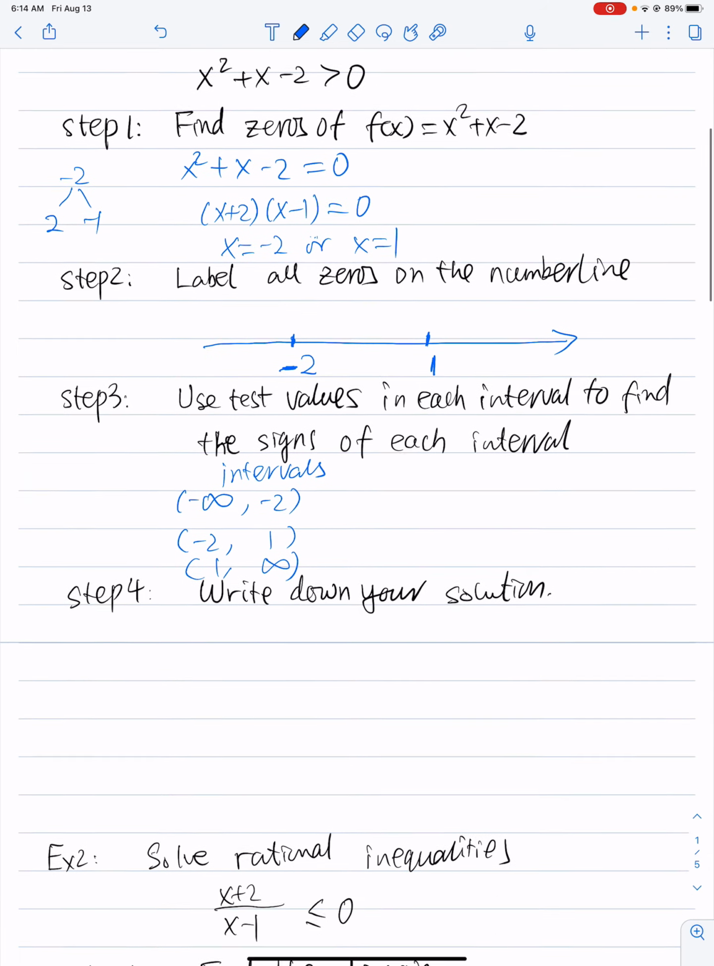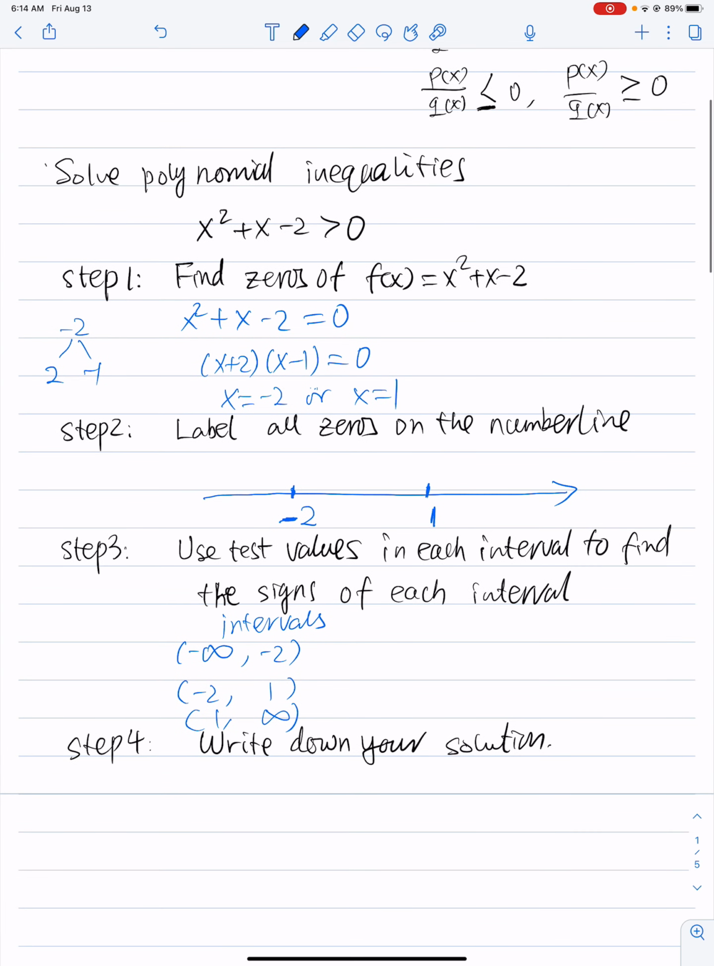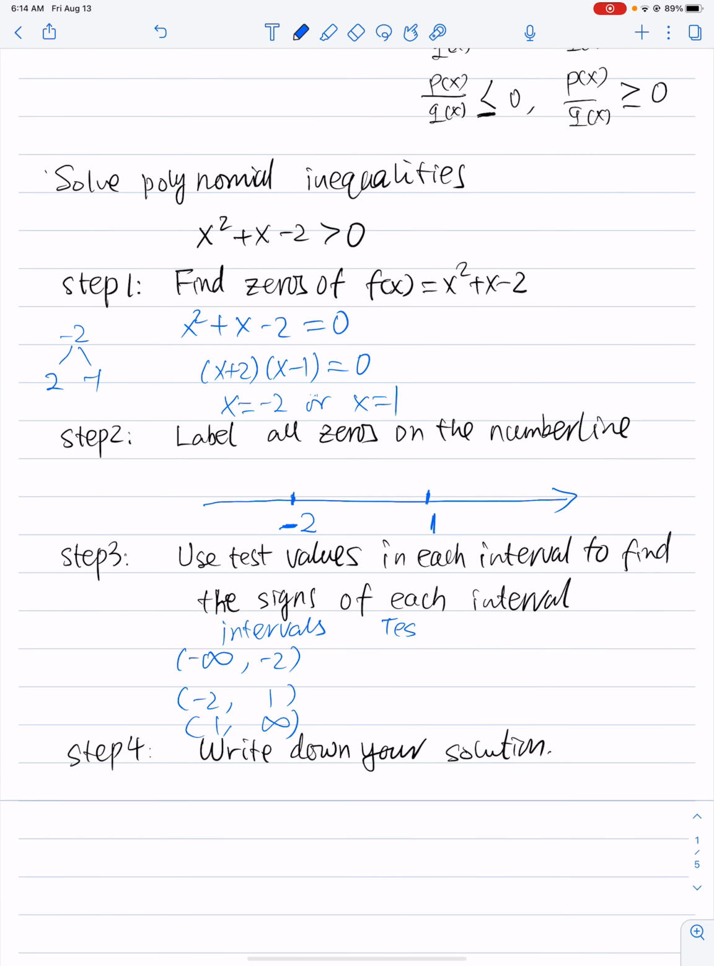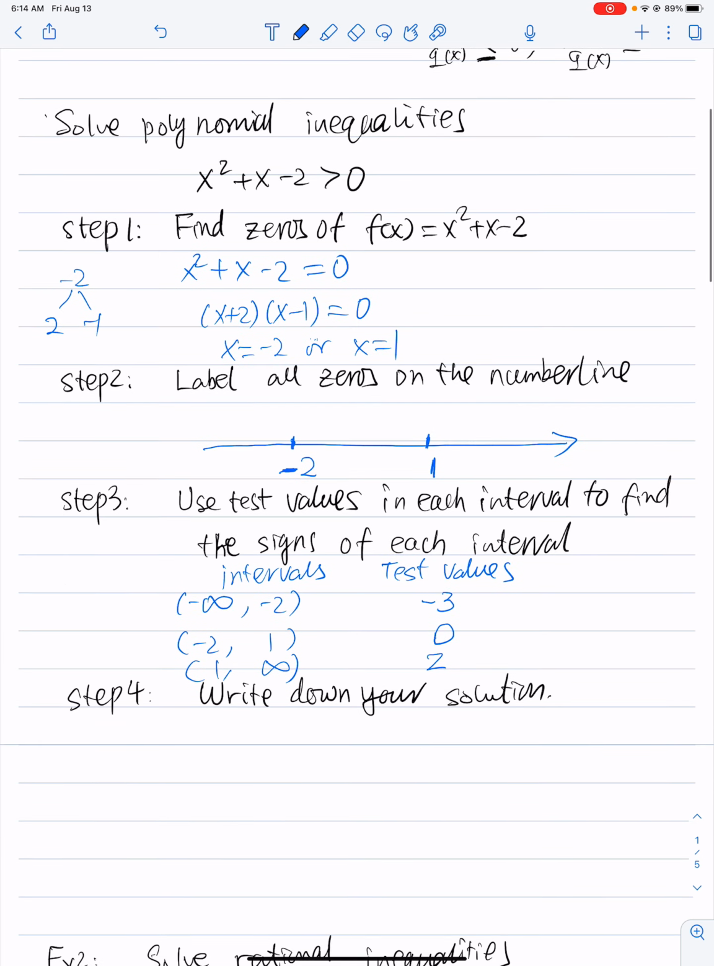Okay, so then these are the test values. What do we mean by test values? You can pick any value in each interval. So what do you want to choose? Negative 3 for the first interval, and for negative 2 to 1, if you have a 0 in that interval, always choose 0 because it's the easiest for calculation. For 1 to infinity, you can choose 2.